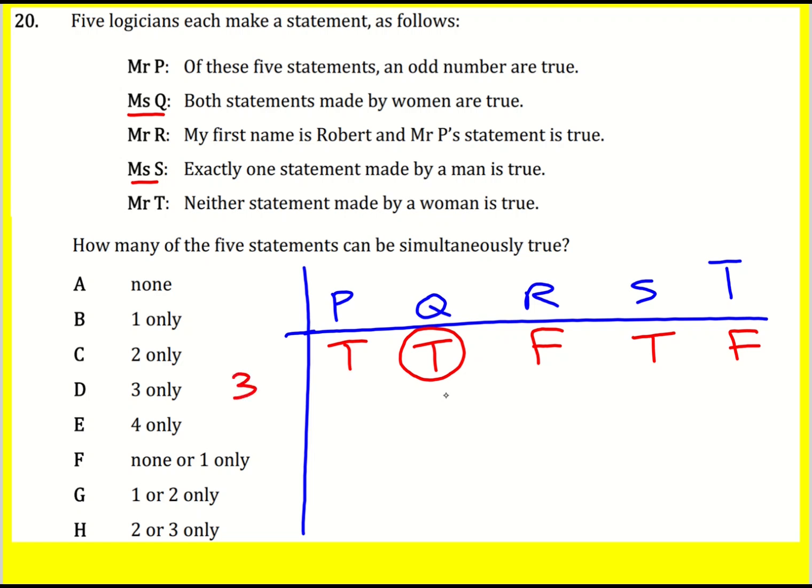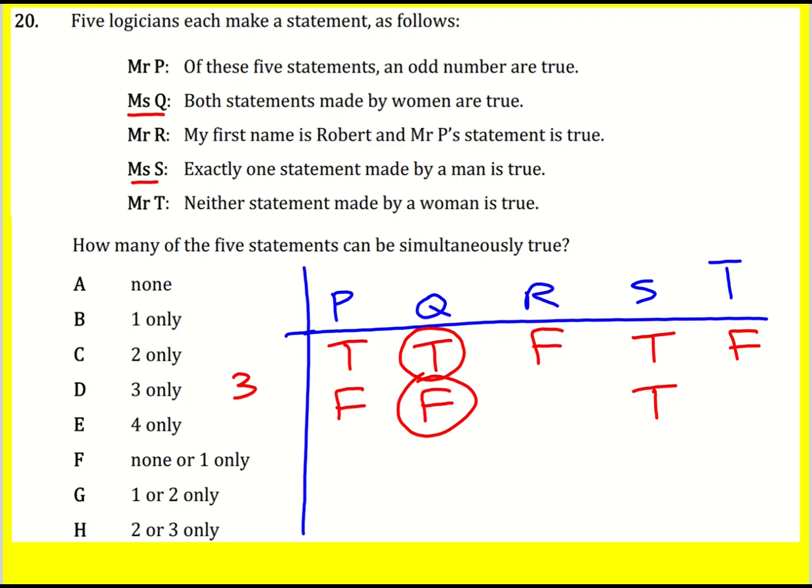Okay, now let's go with Miss Q actually lying. That's our starting assumption. So she says both statements made by women are true, so she's lying. Now, Miss S could still be telling the truth in theory, so let's just roll with that. She then says exactly one statement made by a man is true. Now, if that is the case, Mr. P would have to be lying because we'd have to only have 2 statements true.